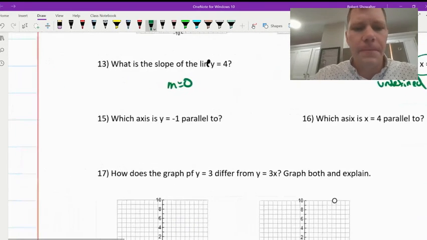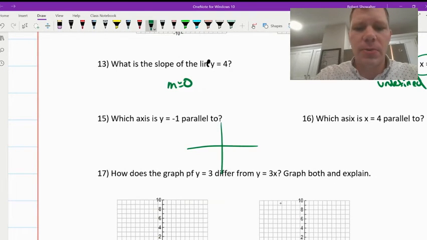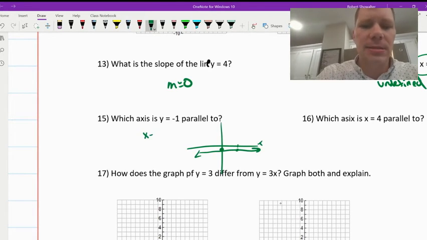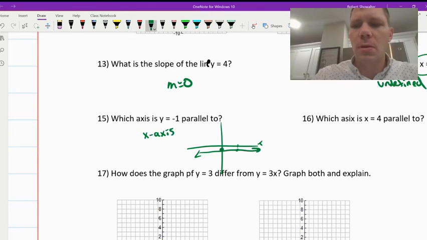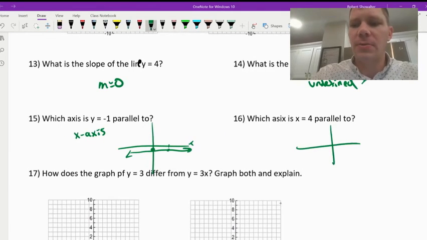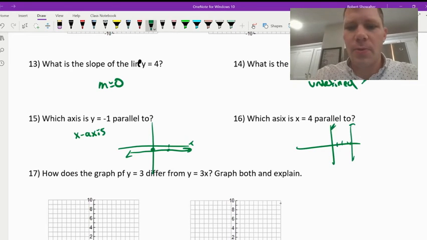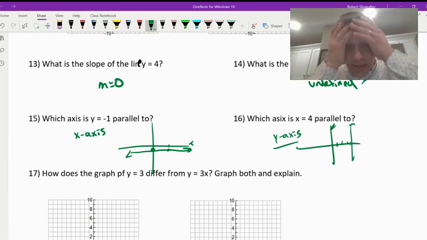Okay, so parallel. Which axis is parallel to y equals -1? So maybe plot the point y equals -1, plot another point, let's do 5, -1. Which axis is parallel? That's the x-axis. Which axis is parallel to x equals 4? Graph it to help. That's the y-axis that is parallel to it. Parallel meaning not going to cross each other.